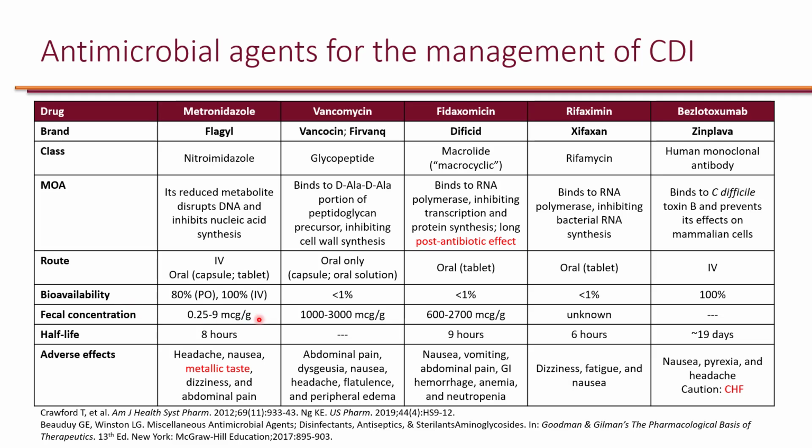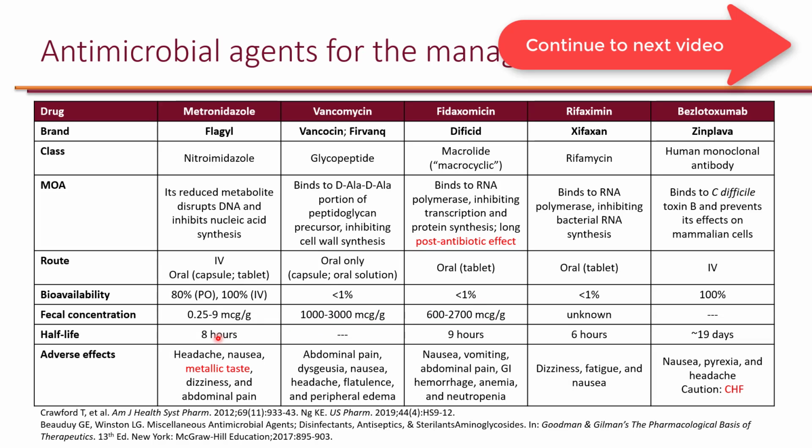Now I want to draw your attention to the fecal concentration of these drugs because the site of infection is in the GI tract. You will see that because oral metronidazole is mostly absorbed, you get a significantly lower concentration in the feces, and this is in microgram per gram of the feces. Whereas with vancomycin and fidaxomicin, you get significantly higher concentration. So I want you to keep that in mind when we talk about the efficacy of these agents.